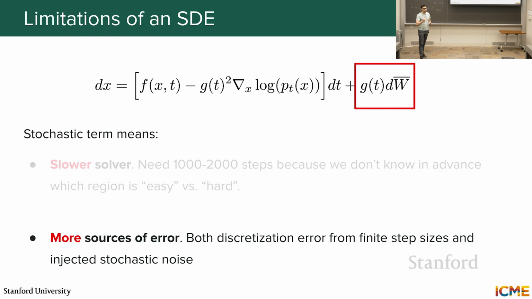The second point is that when you look at the errors that you make when you solve this reverse SDE equation, you now have two sources. You have the first source that comes from the regular discretization step, and then you have this stochastic error that comes in, and they accumulate.